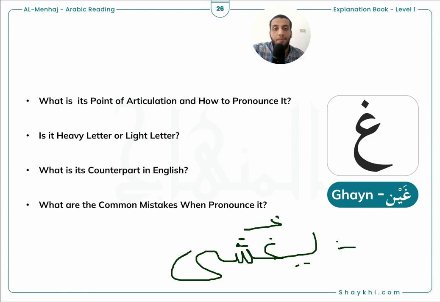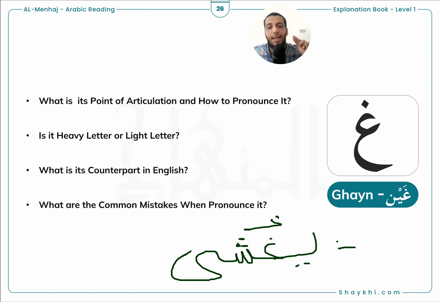Okay, let's take an example from the Quran. Allah subhanahu wa ta'ala says in Surah Al-Najm, إِذْ يَغْشَى السِّدْرَةَ مَا يَغْشَى. Again, إِذْ يَغْشَى السِّدْرَةَ مَا يَغْشَى. مَا زَاغَ الْبَصَرُ وَمَا طَغَى.